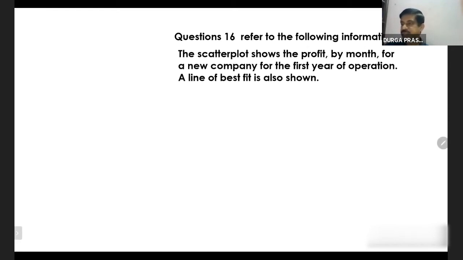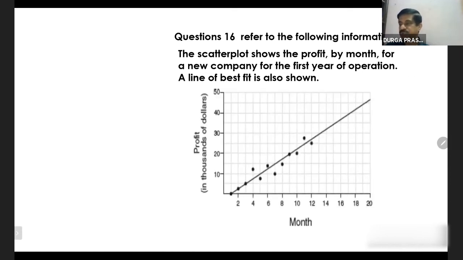Okay, children, let us go to the next question. Question 16 refers to the following information. The scatter plot shows the profit by month for a new company for the first year of operation. A line of best fit is also shown. So this is the line. So this is profit in thousands of dollars. And this is month. So second month, fourth month, sixth month, and so on. This is the line of best fit.